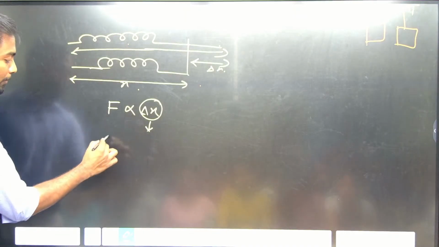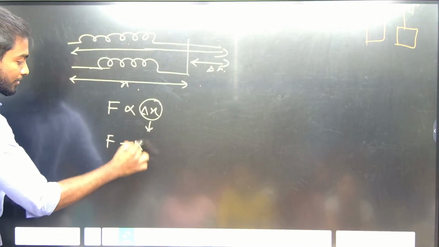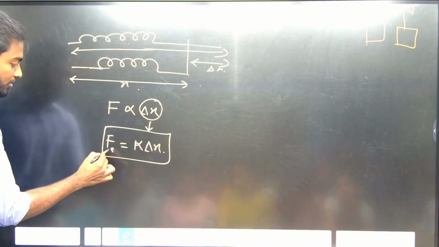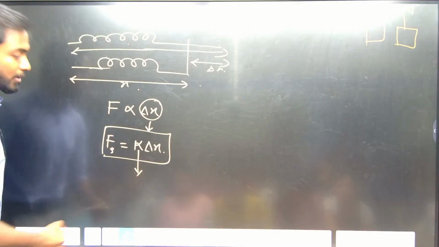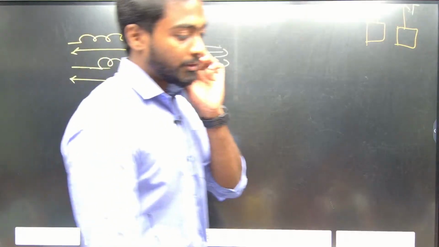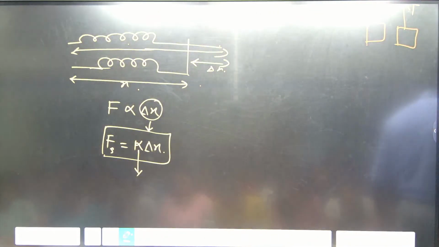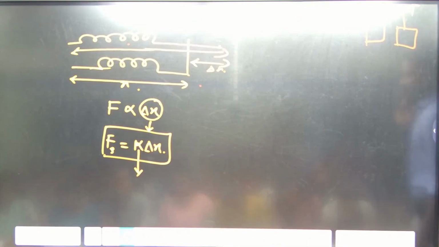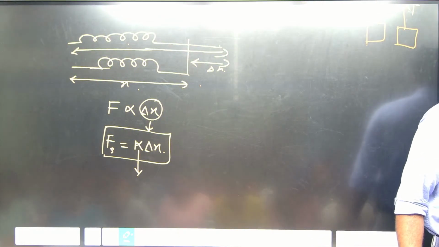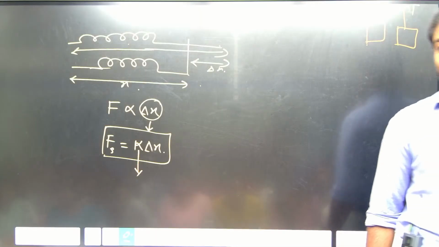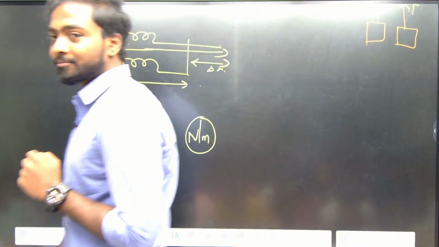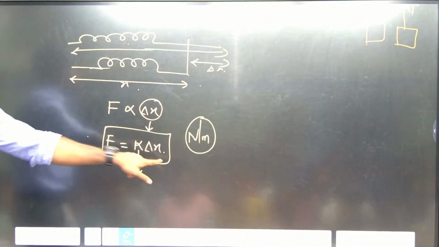To remove the proportionality, we are adding a constant called k. So F equals k into x. This is the spring force and k is the spring constant. Any doubts here? So what is the unit of spring constant? Newton per meter. Force is Newton and x is meter.